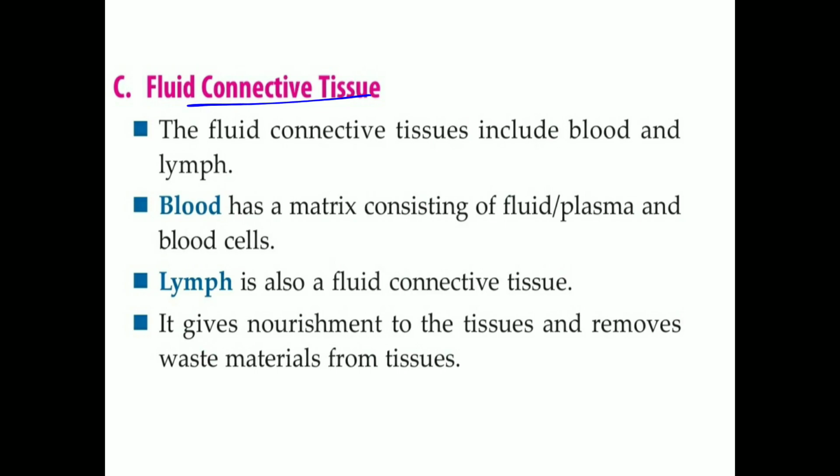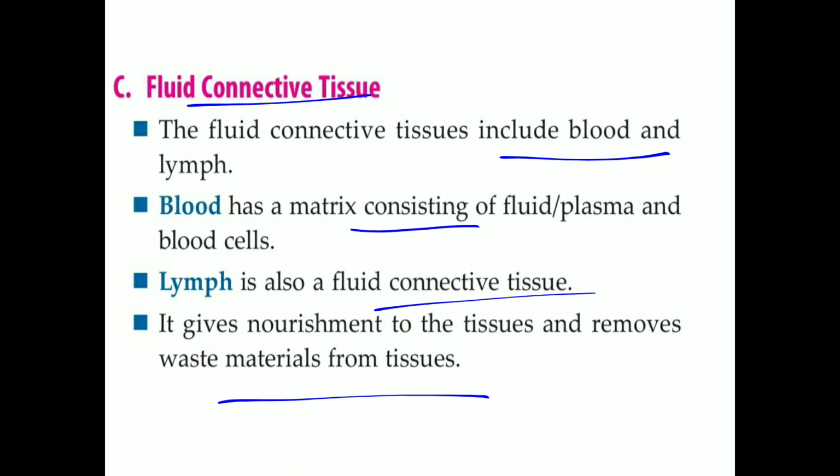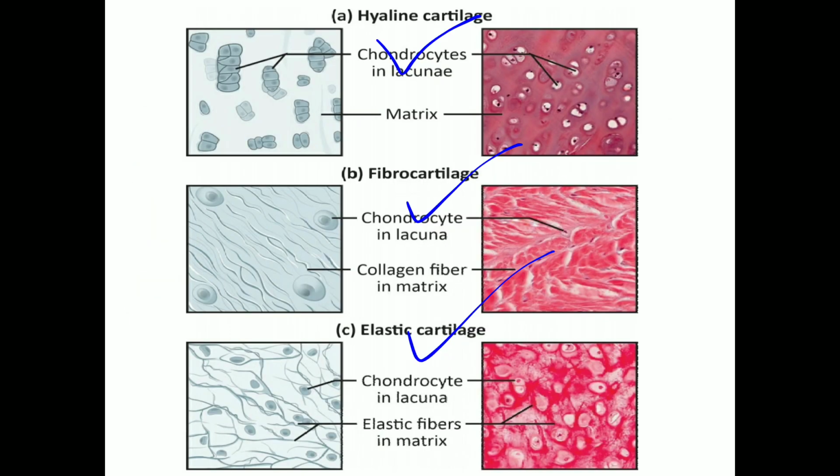Then the next is fluid connective tissue, the third category. Fluid connective tissue includes blood and lymph. Blood has a matrix consisting of fluid plasma and blood cells. Lymph is also a fluid connective tissue. They nourish, transport substances from one region to another, and also help in removing waste materials from the tissues. So that was all about the different types of connective tissue.